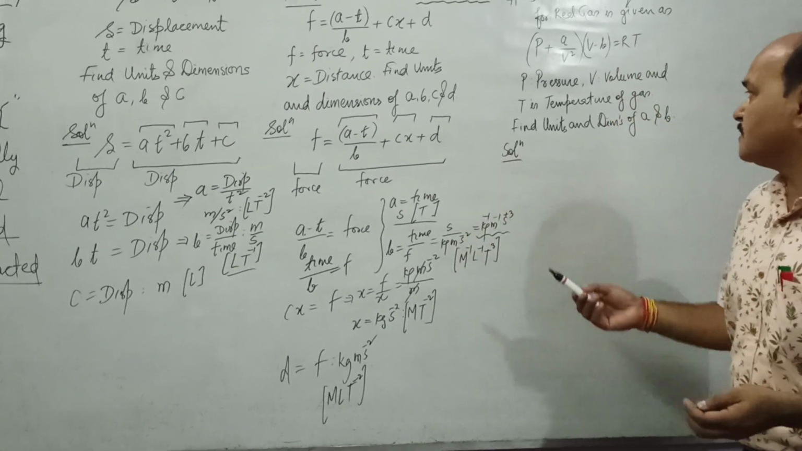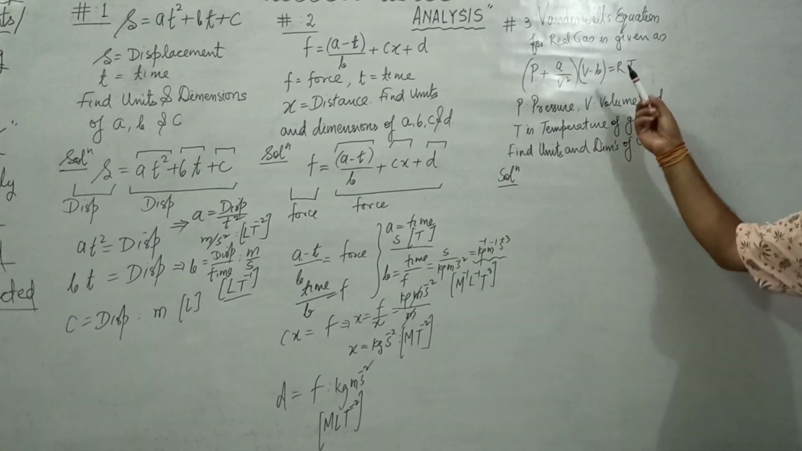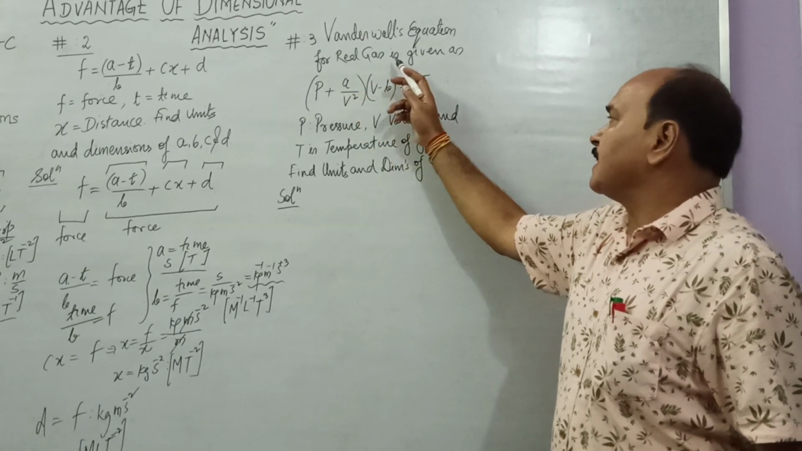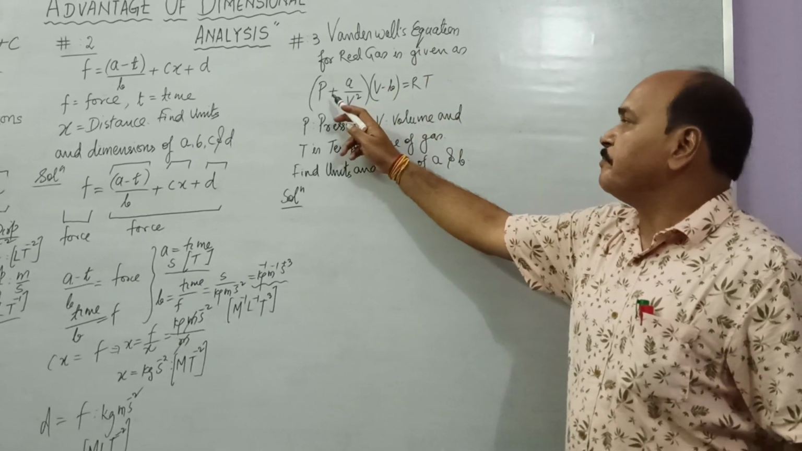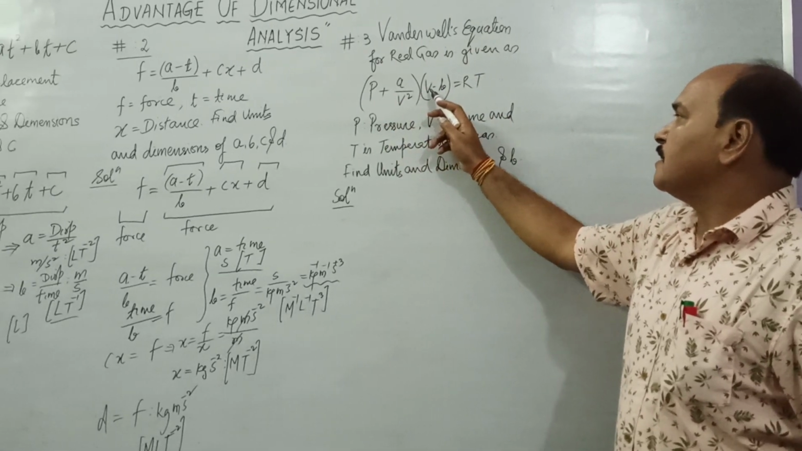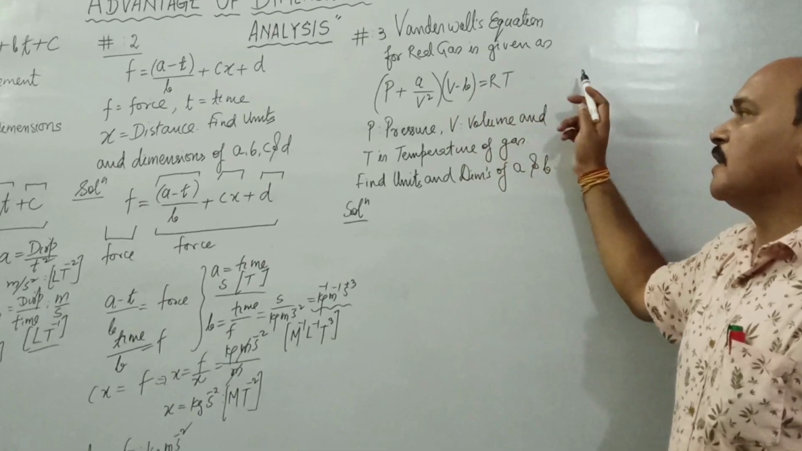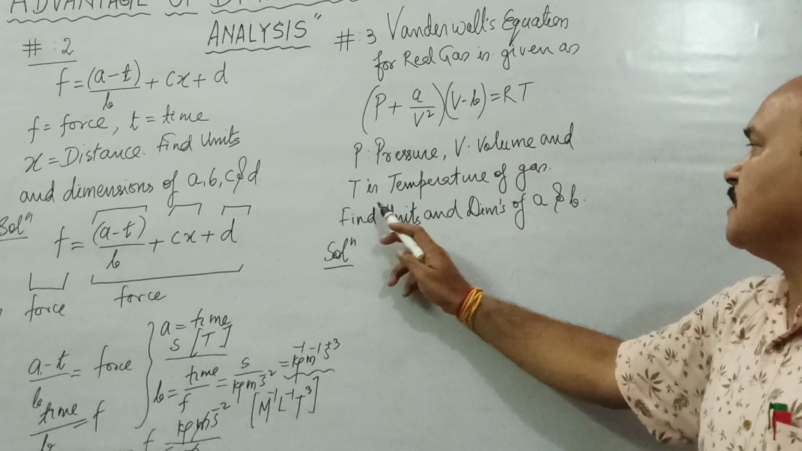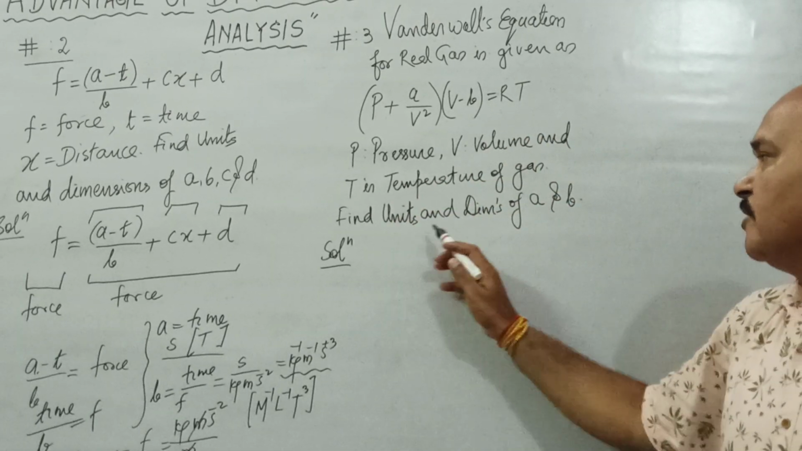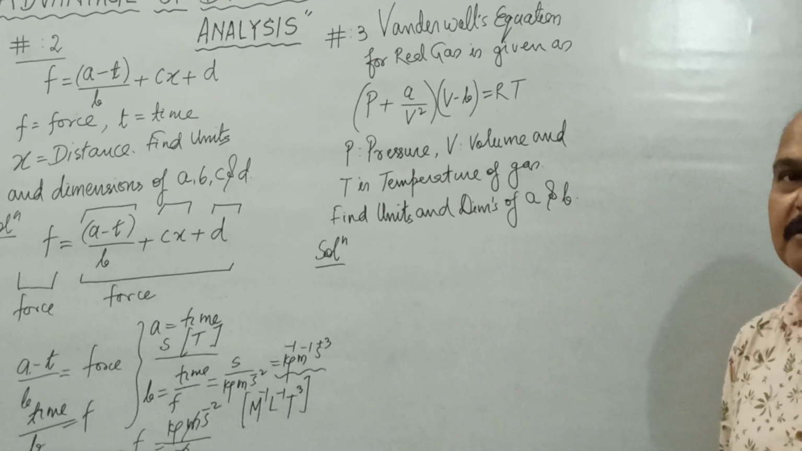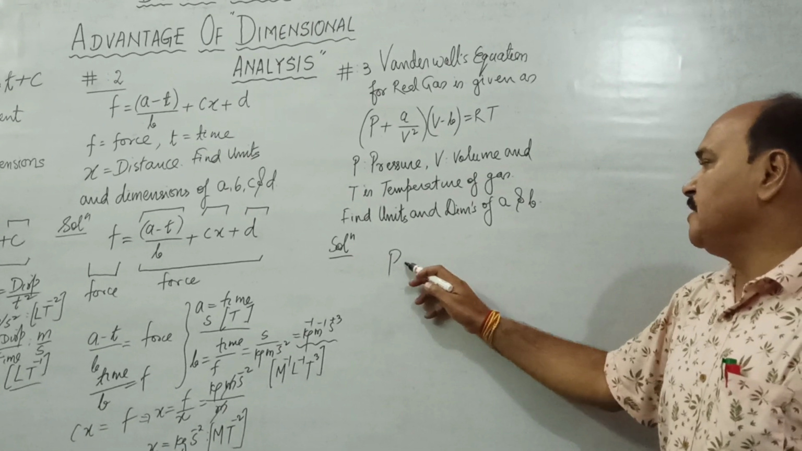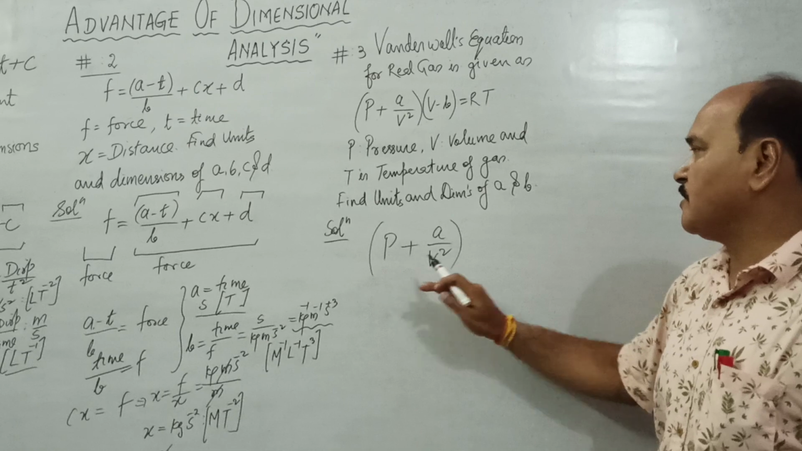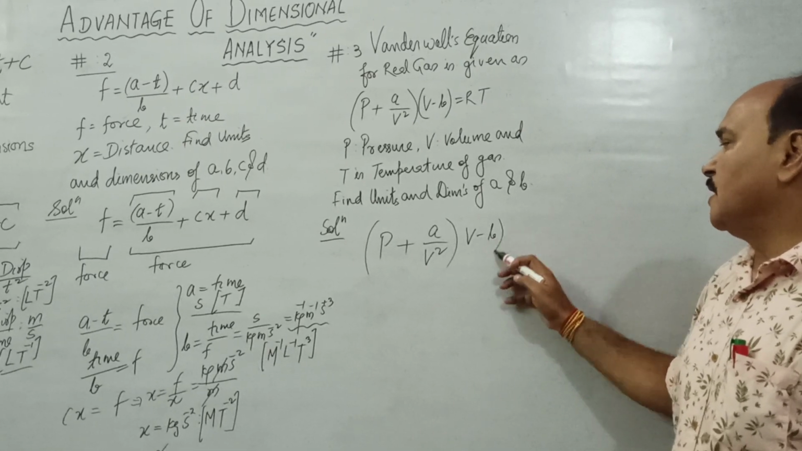And the last example of the day is this very popular example. Van der Waals equation for real gas. Van der Waals equation for real gas is (P plus A upon V square), then in the next bracket, (V minus B) is equal to RT, where P is pressure, V is volume, T is temperature of the gas. Find units and dimensions of A and B. So this is Van der Waals equation. Whether you know Van der Waals equation or not, don't be scared of it. Just apply your dimensional analysis.